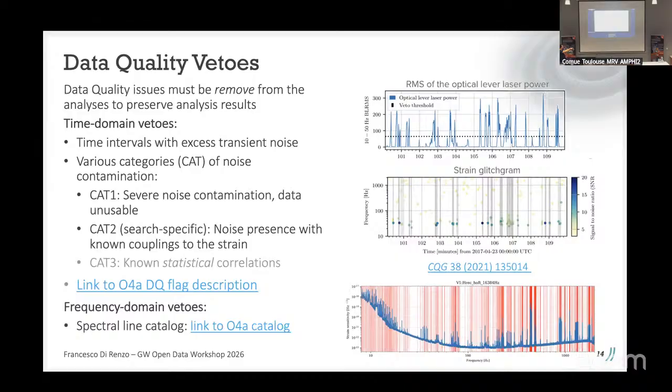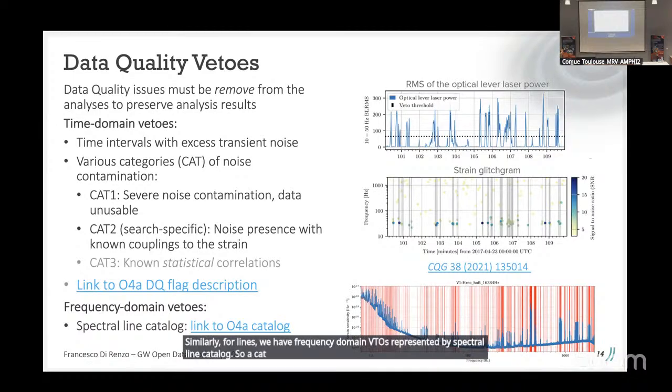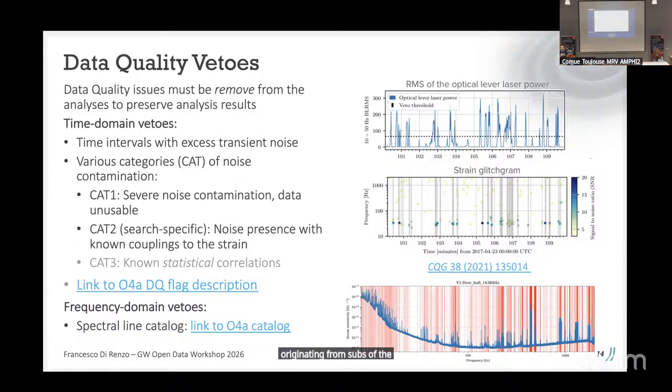Similarly, for lines, we have frequency domain betas represented by the spectral line catalog. So a catalog of frequencies, with their width, their amplitude, describing, okay, at this frequency, we have known spectral noise originating from some resonance of the apparatus or for some other reason. So you better avoid it in your analysis for the reason that I just said.